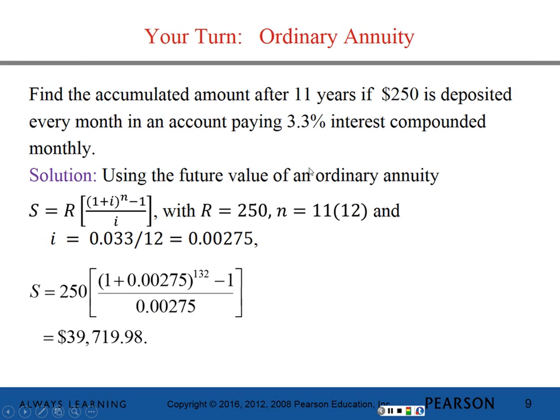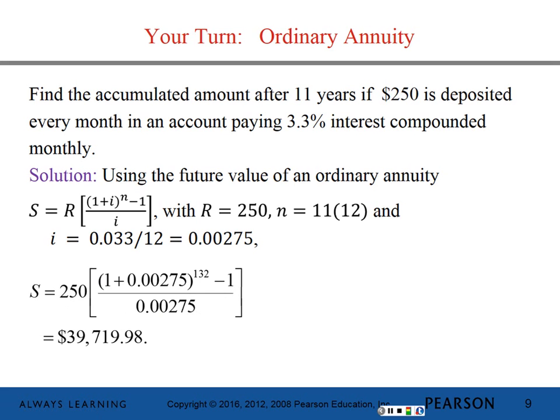N is the 11 years, compounded every month, so times 12 months. And the interest rate is 3.3% or 0.033 divided by 12 for the 12 months. So there's your interest rate, I. And you plug into the formula, 250 times 1 plus the interest rate, raised to the power 132, because 11 times 12 is 132. Minus 1 over the interest rate per period.